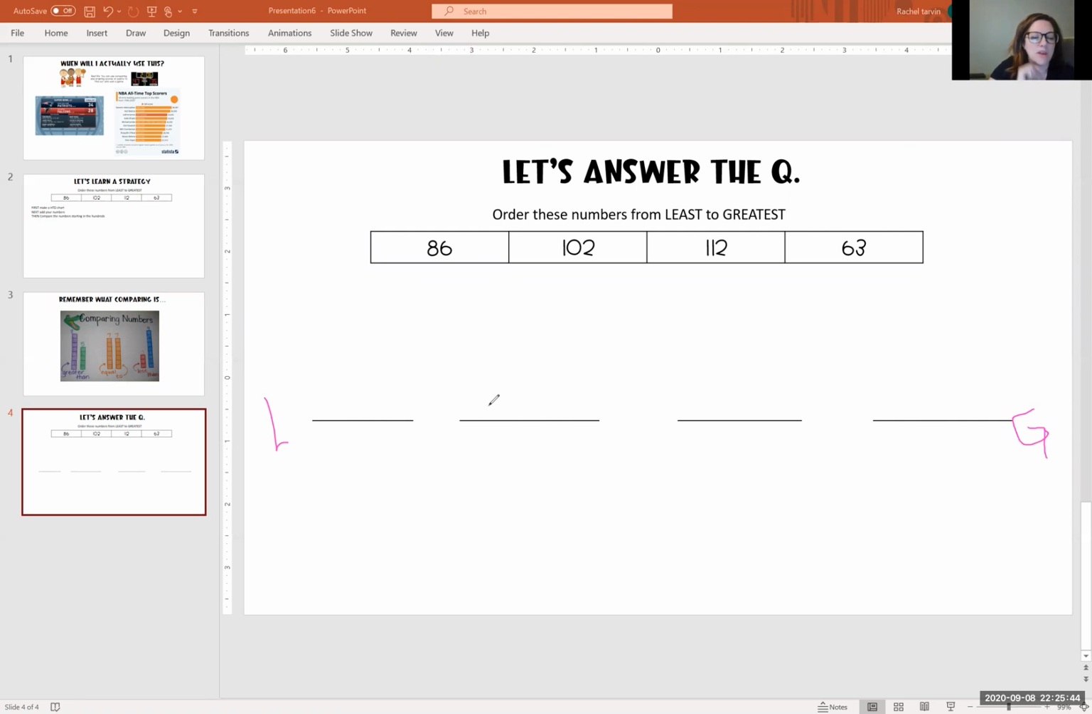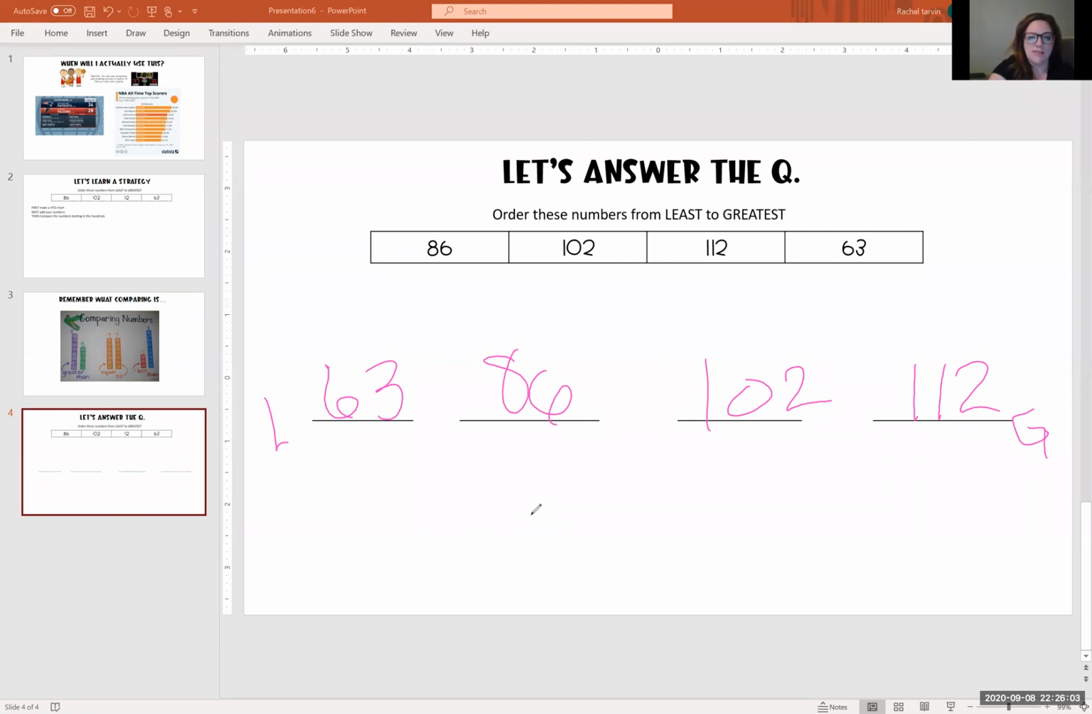I'm going to go back and look up on the slide ahead. I'm going to say we decided it was 63, 86, 102, and 112. And you can check your work by saying, is this my smallest number? Yep. Is this my biggest number? Yep, good to go.